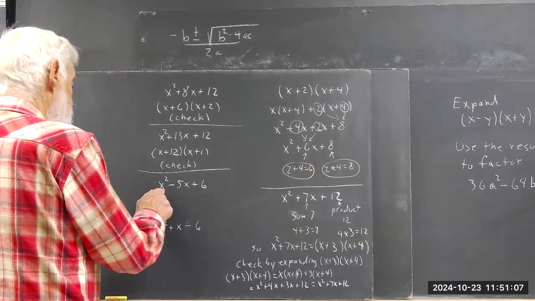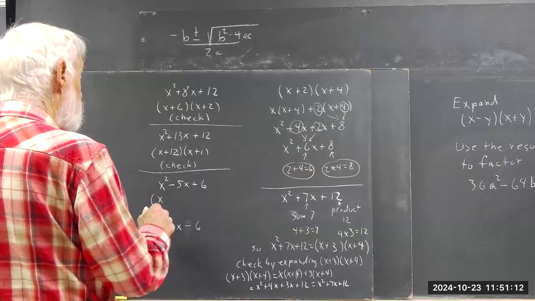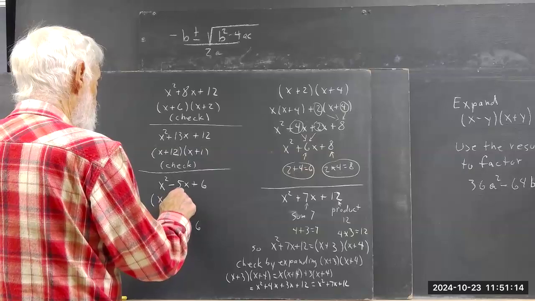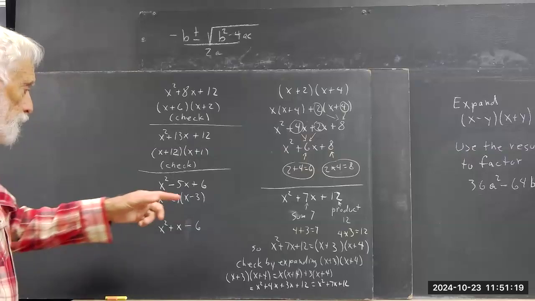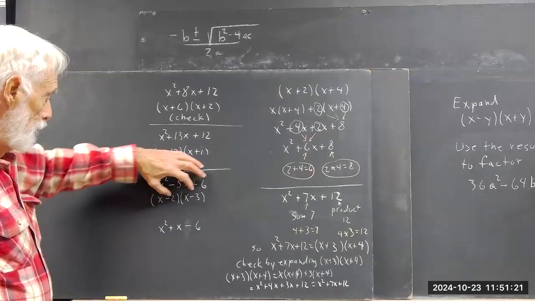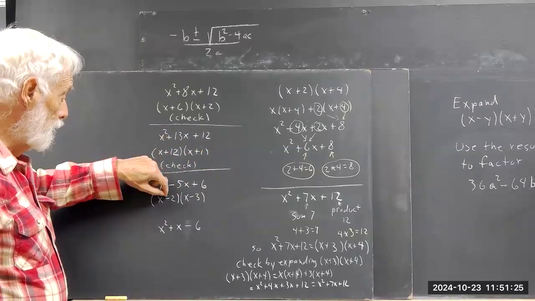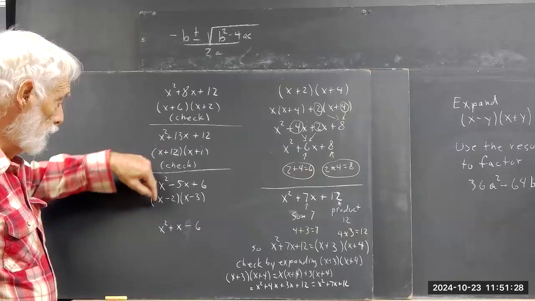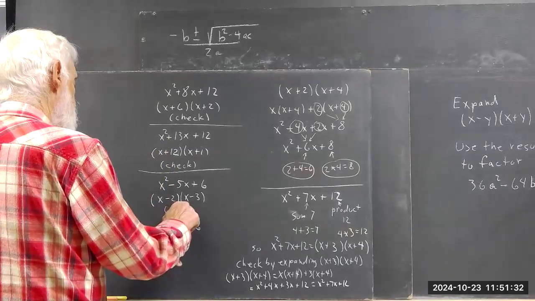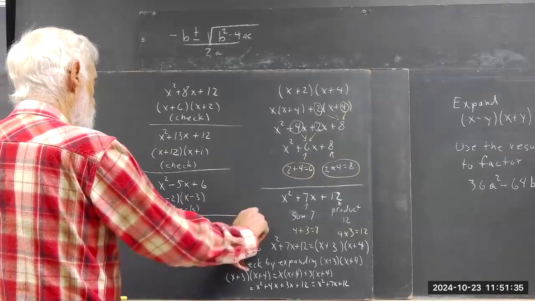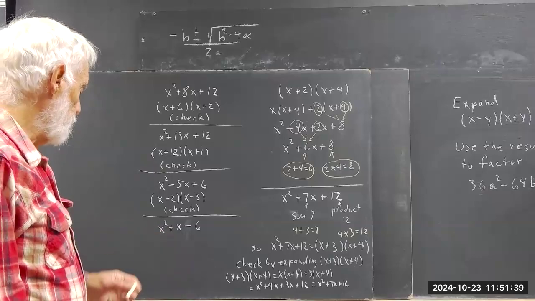Well, once you see that, it's pretty simple. You've always got to consider the possibility that you've got to use a negative. If you do x minus 2 times x minus 3, then the -2 and the -3 give you 6. It's positive. And the -2x and the -3x add up to -5x. And you definitely want to check this.